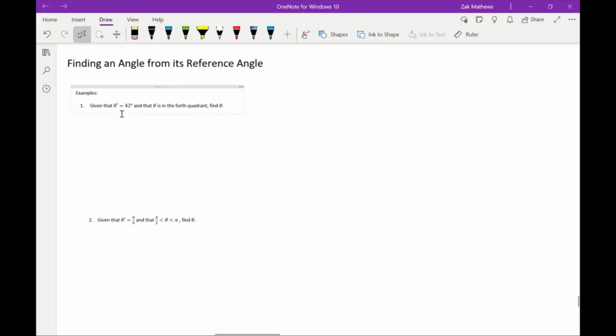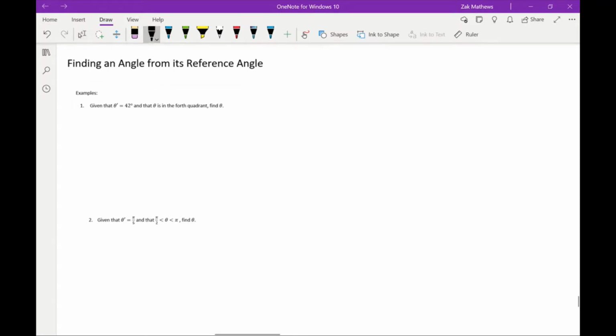Given that theta prime, which is representing the reference angle, is equal to 42 degrees, and that theta is in the fourth quadrant, find theta. Remember that if we're given something in degrees, we want to continue to work with degrees. If something is in radians, we're going to work with radians. We don't have to be converting back and forth. This first one's given to us in degrees.